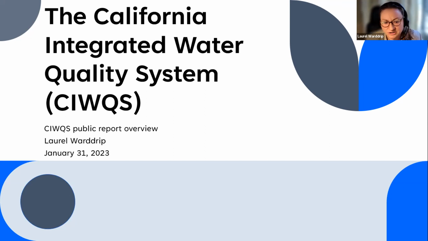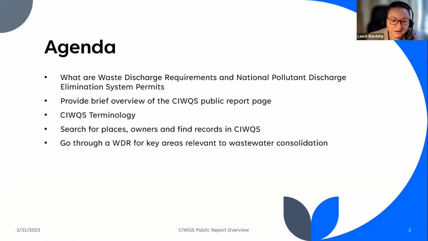Some of the CIWQS terminology that's used pretty universally in the system, some ways to search for information you're looking for, like places, owners, facilities, and then we'll go through some of the key areas relevant to wastewater consolidation. So kind of what to look for in a waste discharge requirement or NPDES permit, things like that.